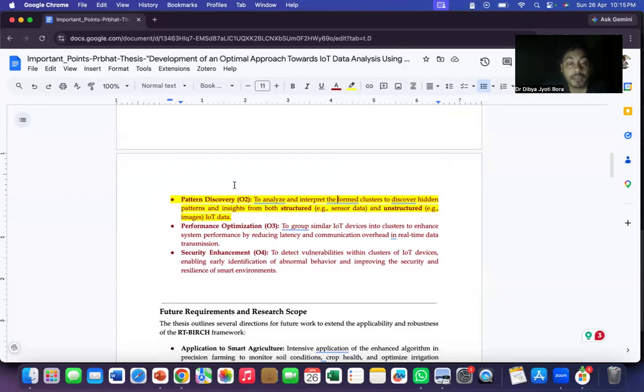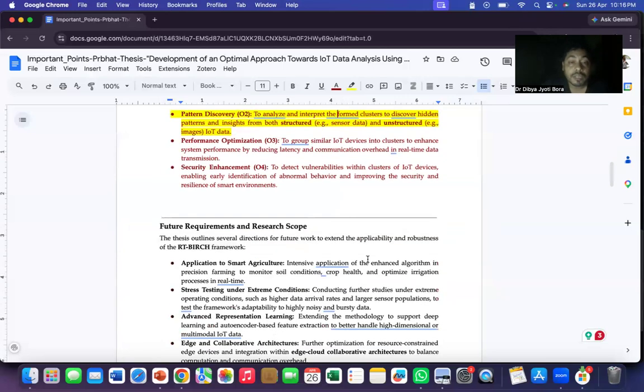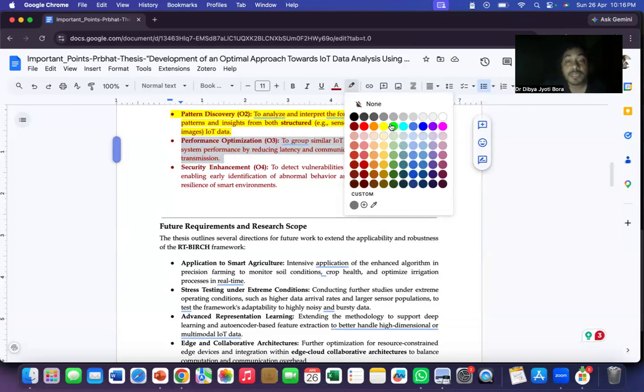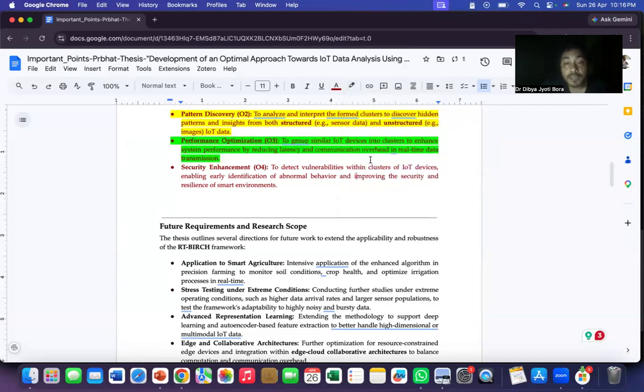I'm repeating again, our objective two was pattern discovery, where we analyze and interpret the form cluster to discover hidden patterns and insight from the structured as well as unstructured data. Then performance optimization is our objective three, to group similar IoT devices into clusters to enhance the system performance by reducing latency and communication overhead in real-time data transmission.